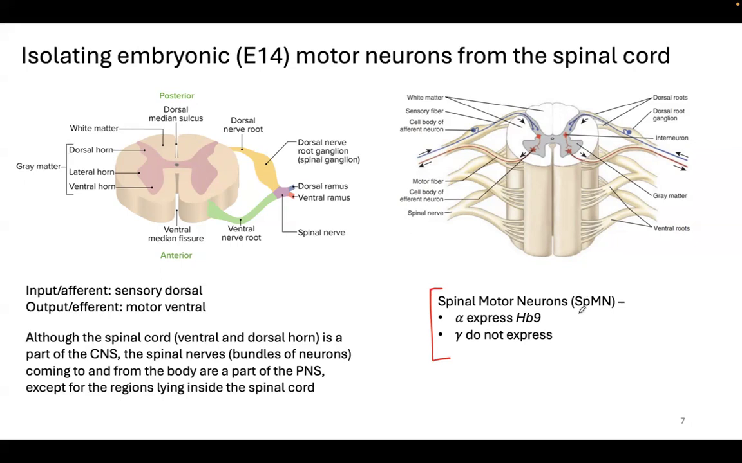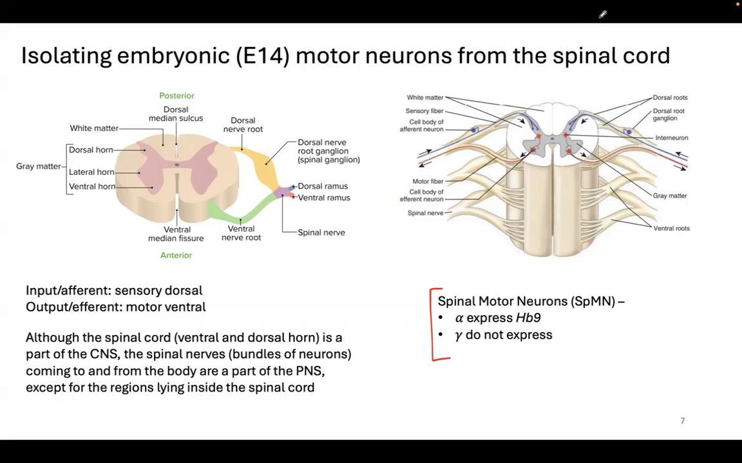Primarily, there are two subtypes, alpha and gamma. The beta subtypes are very, very uncommon, so we'll not talk about that. For example, if it is said that the alpha subtype of spinal motor neurons express something called HB9. That's a gene, and the protein product is expressed in just the alpha subtype, and the gamma subtype do not express it. So if you want to isolate the alpha motor neurons, then you can have an antibody against this.